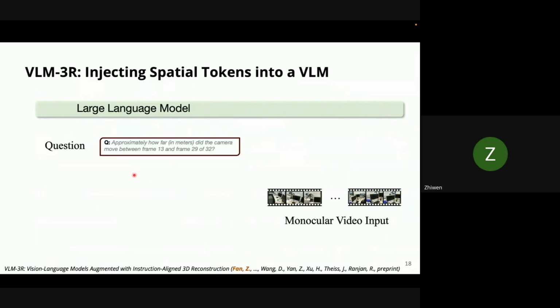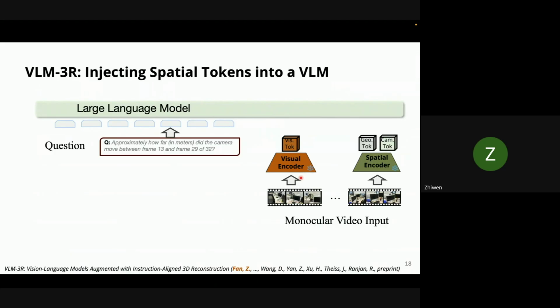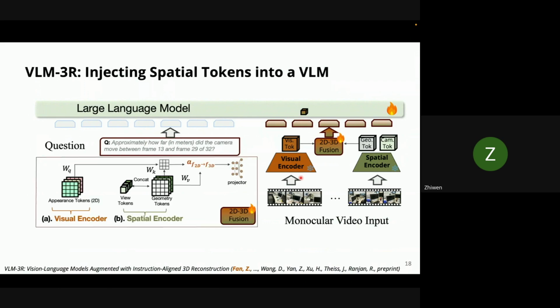Having the question and the monocular video as input. Previously, we only used a visual encoder, either CLIP or DynamicVerse, but it's very difficult for them to perceive an accurate metric-scale depth map, because they are never trained with depth as the objective function. But we introduced another spatial encoder from another concurrent work called CUT3R from UC Berkeley and Google. It can export the geometry token and the camera token. With these three tokens, we fuse them together.